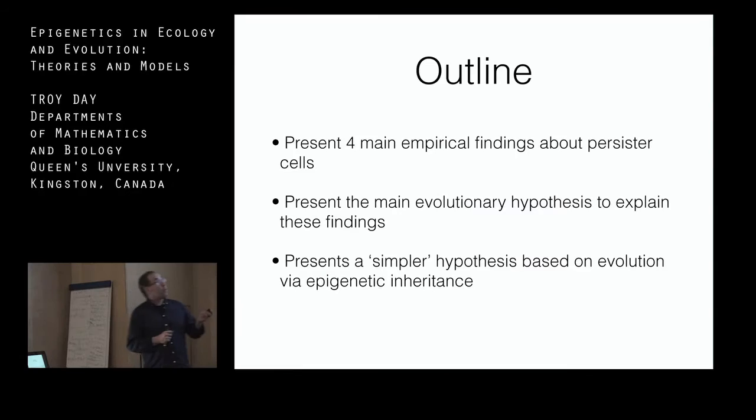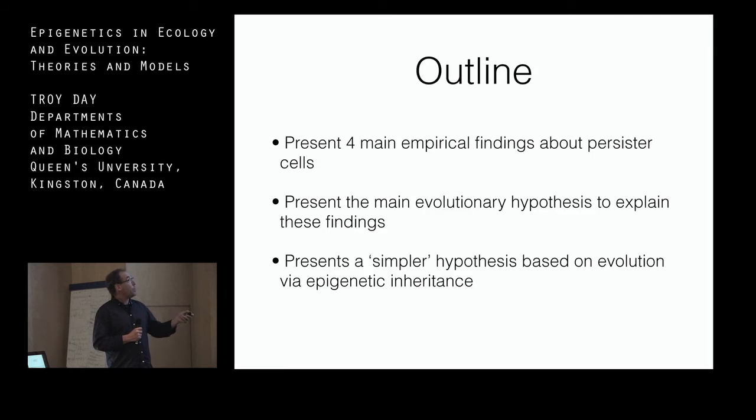So what I'm going to do in my talk is use this as an example, or a potential example, of what I'll call epigenetic inheritance, but really I'm going to use that term in a very loose way. And I'm going to first present four main qualitative empirical findings of persister cells, what people generally have seen in terms of patterns of persister cell formation.